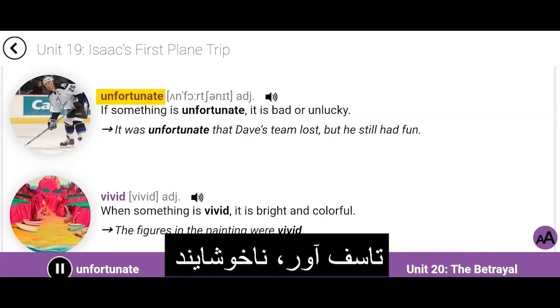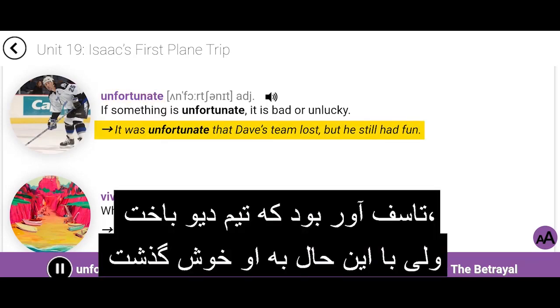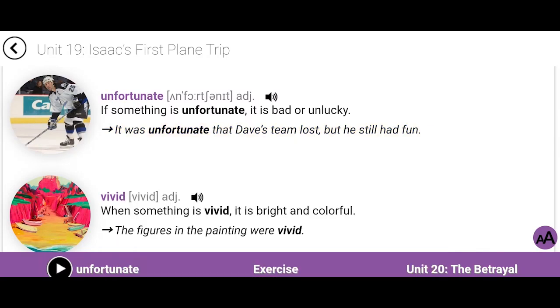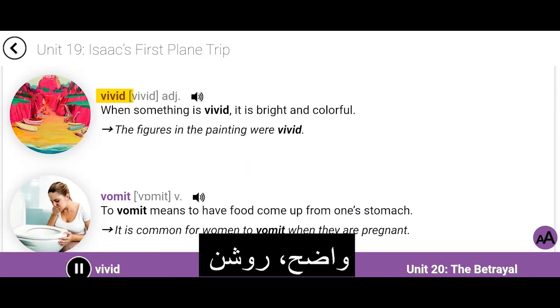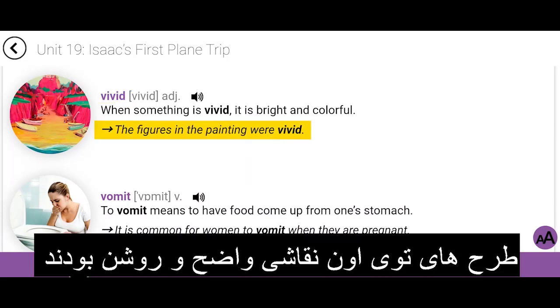Unfortunate. If something is unfortunate, it is bad or unlucky. It was unfortunate that Dave's team lost, but he still had fun. Vivid. When something is vivid, it is bright and colorful. The figures in the painting were vivid.